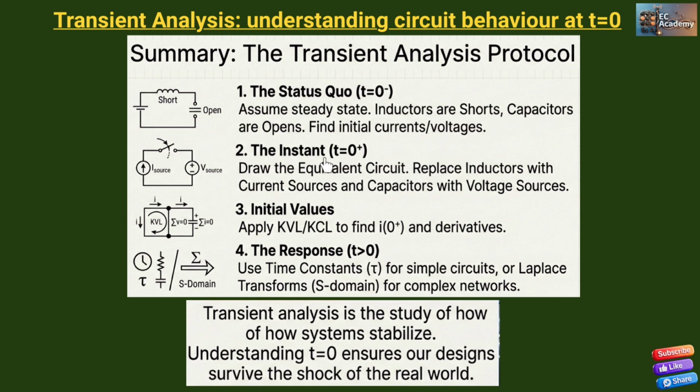Then at the instant t is equal to 0 plus, we need to draw the equivalent circuit by replacing the inductor with a current source, and the capacitor with a voltage source. Then we use initial values where we'll apply KVL or KCL to find i(0 plus) and derivatives. Then the response where t is greater than 0. Here we'll use the time constant tau for simple circuits or Laplace transform S domain for complex networks.